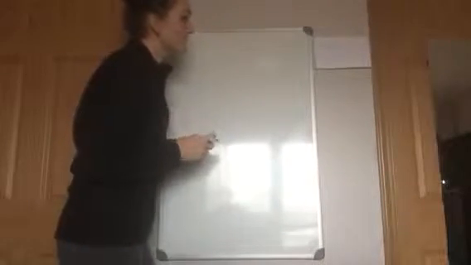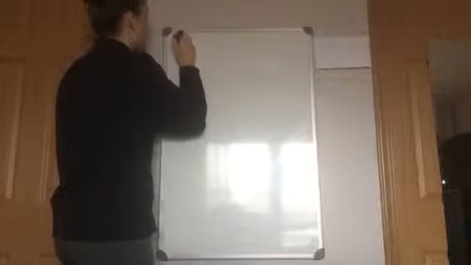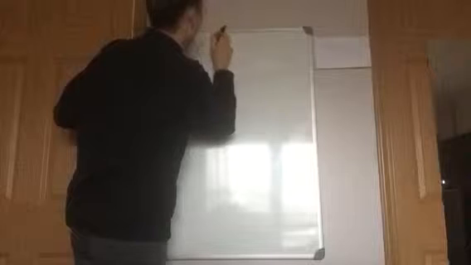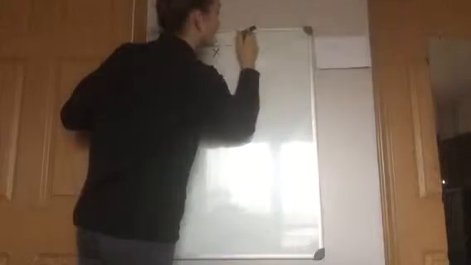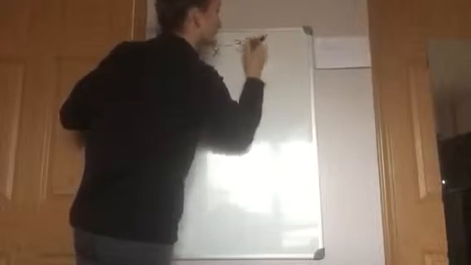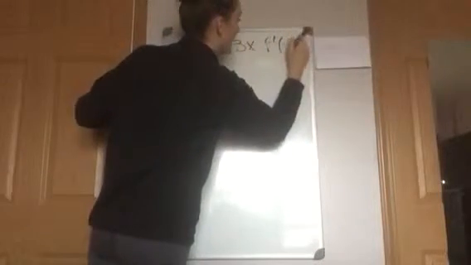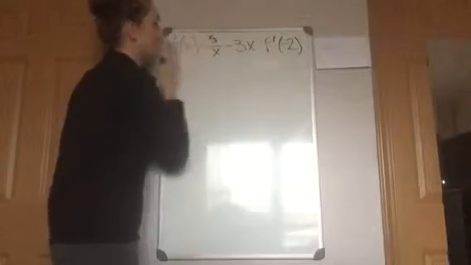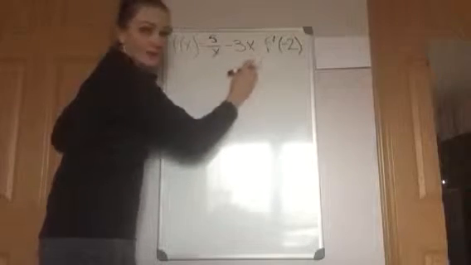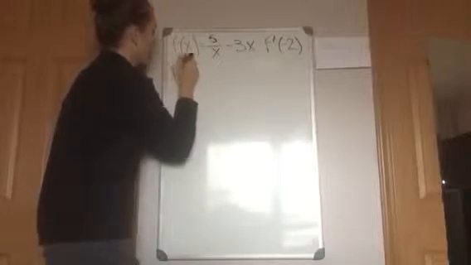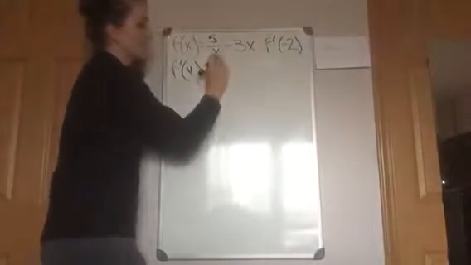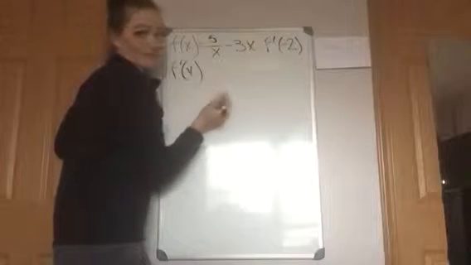For our first question, we are given that f of x equals 5 over x minus 3x, and we want to find f prime of -2. First we need to find the derivative of 5 over x minus 3x. First, we can pull this x up to a -1 exponent.